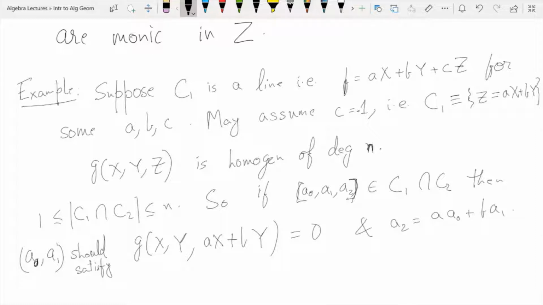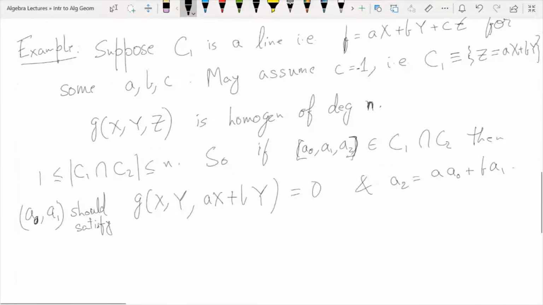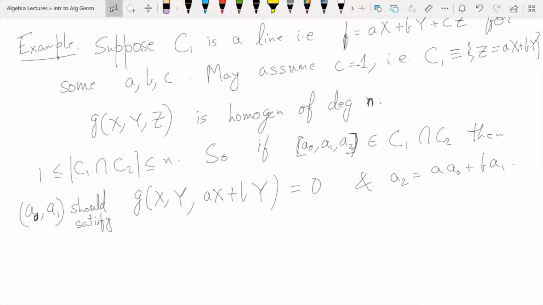Yeah, so this is what we'll have to do. And then this triple, we'll look at the equivalence class of this triple, and that gives us 1 point. So now if you think about it, G was a homogeneous polynomial in X, Y, Z, and I've just replaced Z by AX plus BY. So let's call this H(X, Y). So H(X, Y) is a homogeneous polynomial.